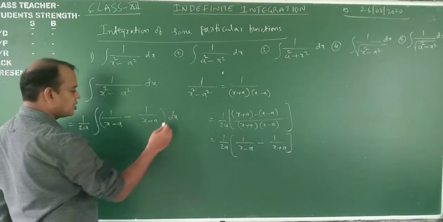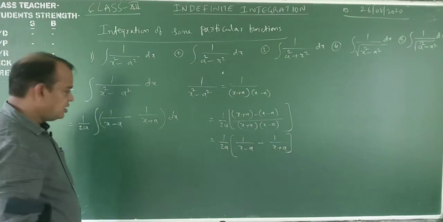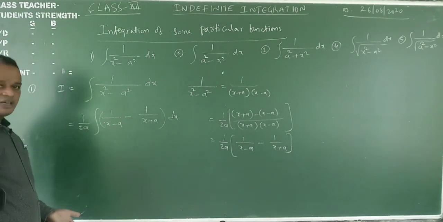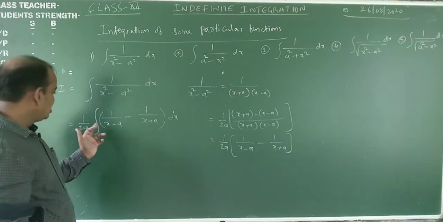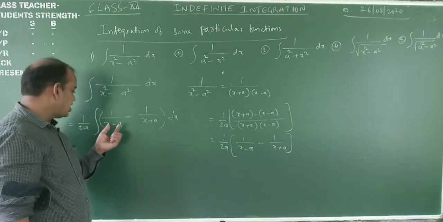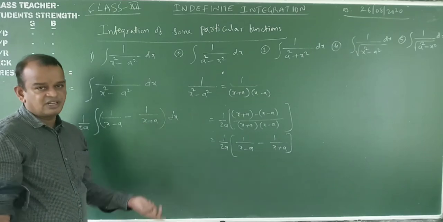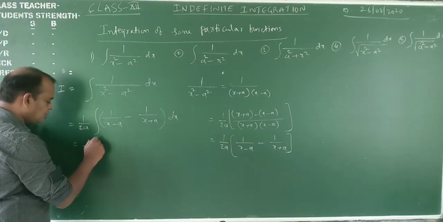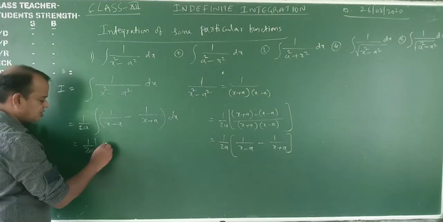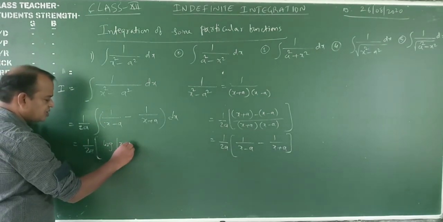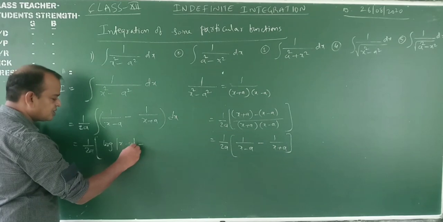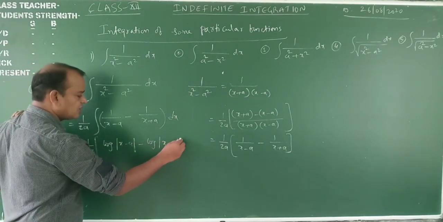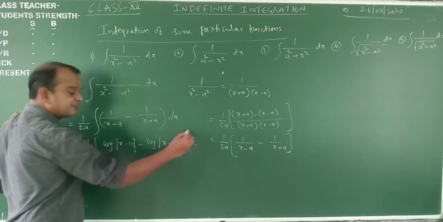Now observe that the integral is in the form of 1 by x. Integral of 1 by x is log mod x. Again, x minus a derivative is 1, x plus a derivative is 1. So 1 by 2a into integral of 1 by x means log mod x minus a, minus log mod x plus a, plus c.